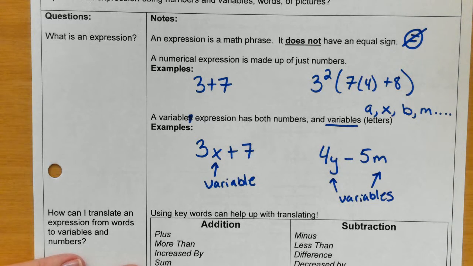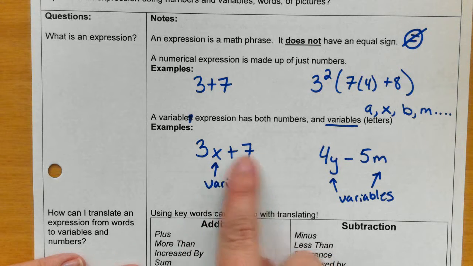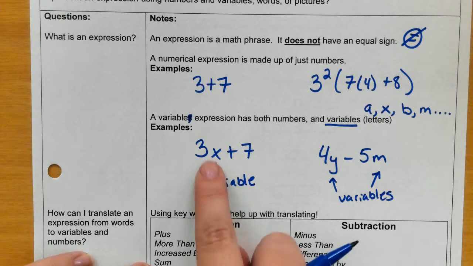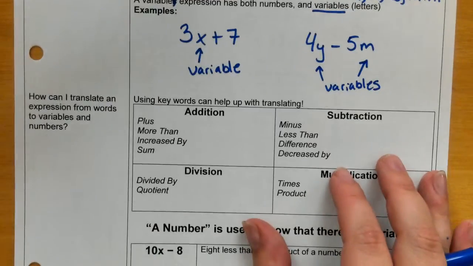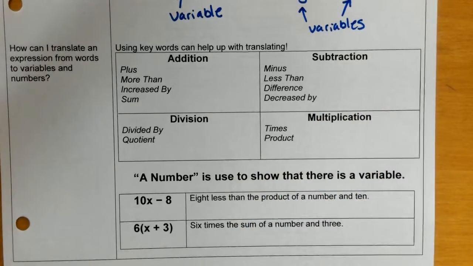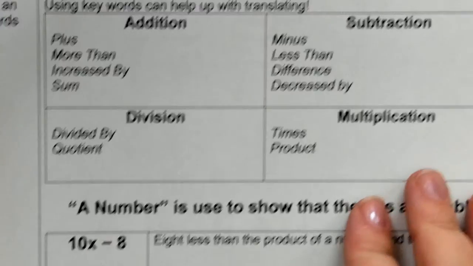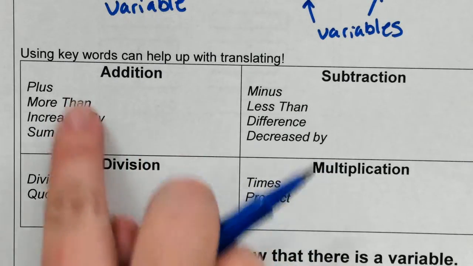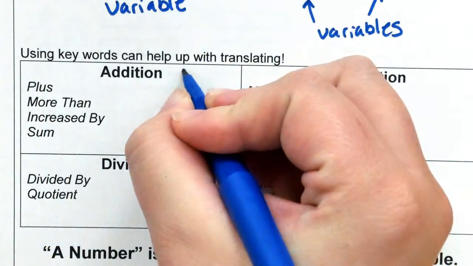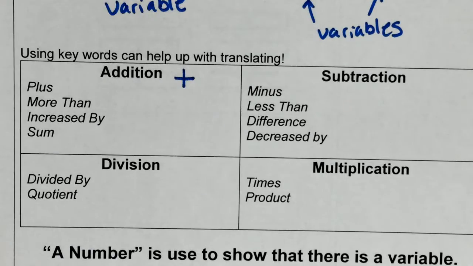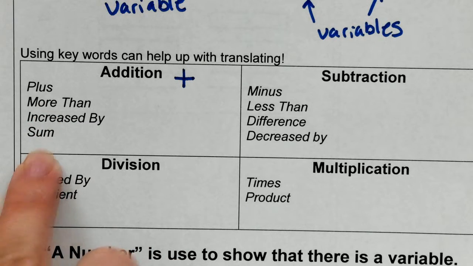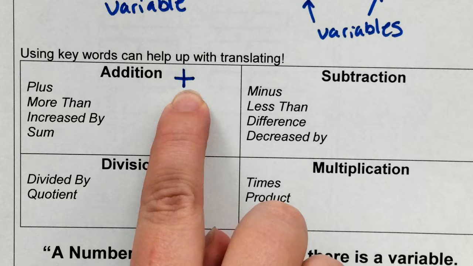What we're going to look at in this note sheet is how we can take an expression written in numbers and letters and turn it into a sentence. Or how can we take a sentence and turn it into an expression with numbers and letters. So what I did for you down here in this box is I took the words that you might see and I divided them into the operations. What I mean by that is when you see these words used, it's talking about our addition symbol. Words like plus, more than, increased by, and sum all mean that they are using the addition symbol.